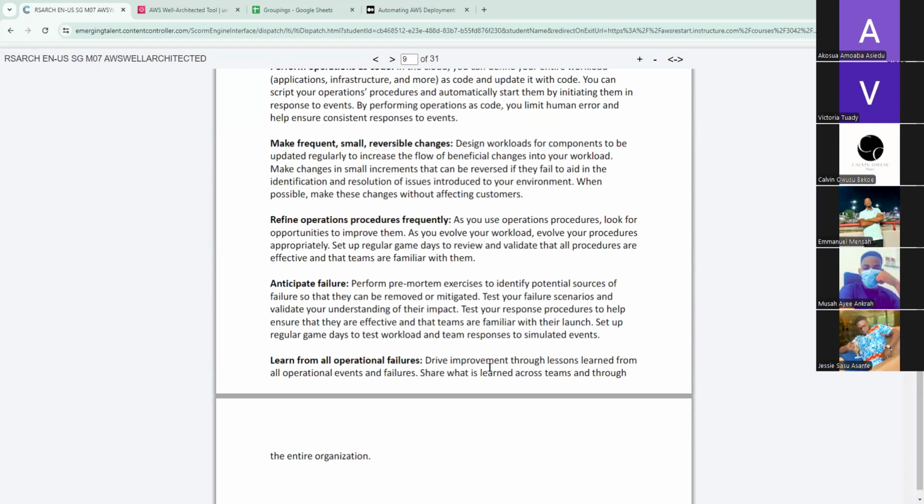Okay. So with anticipating failure, thank you, John. It's looking at the potential sources of failure, those things that could go wrong, and how you would mitigate them. An example we've looked at recently is your database instance. You understand that anything can happen. A component could fail.